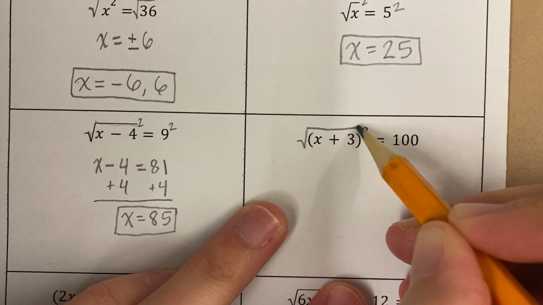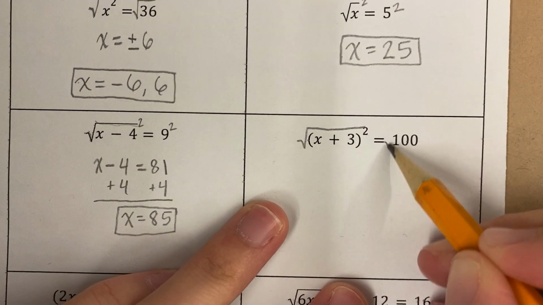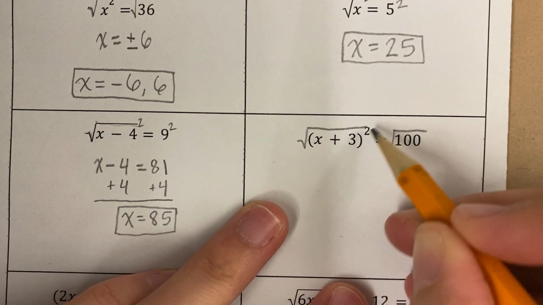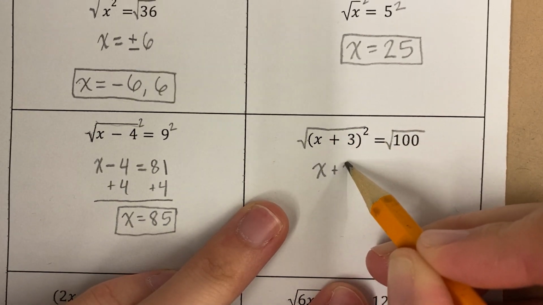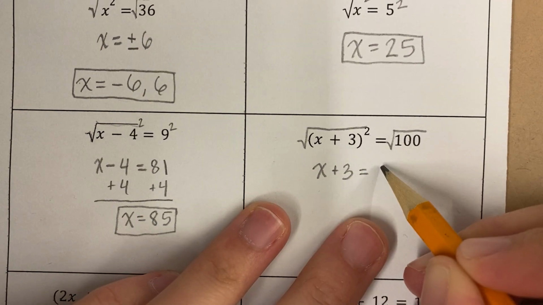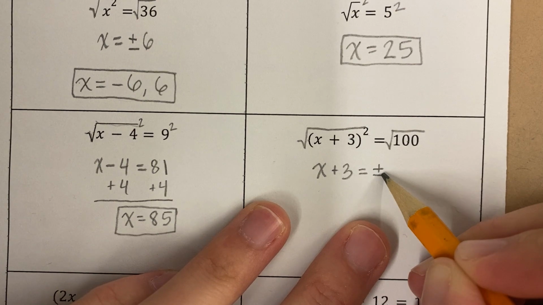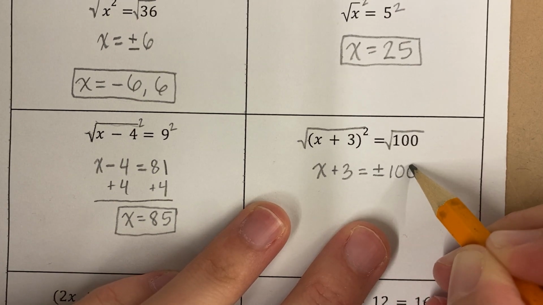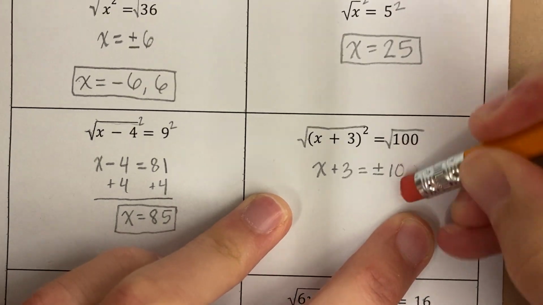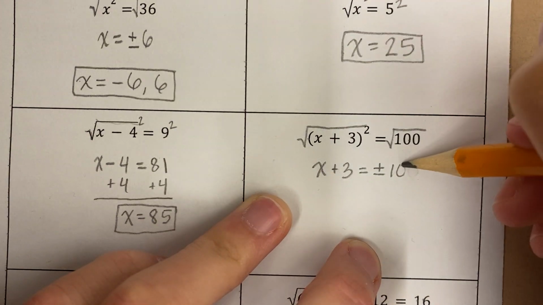Okay, here I see a squared. I'm going to square root. If I square root on the left, I square root on the right. The square root and the square cancel. I'm left with x plus 3 equals the square root of 100. Now remember, 10 times 10 is 100, but negative 10 times negative 10 is also 100. So this is where I get that plus or minus. Oh, not 100, right? Sometimes we see that mistake.